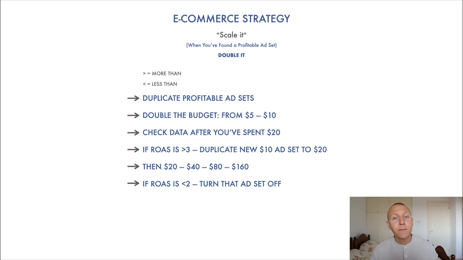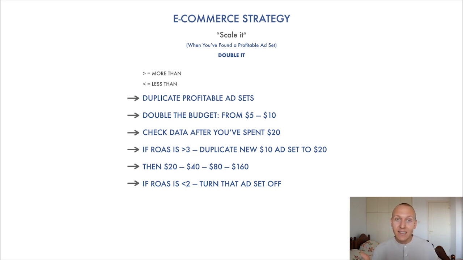You check the data after you spend $20. If your return on ad spend is less than 3, you turn it off. If it's 3 or higher, you duplicate it once again. So now you duplicate it from $10 on your daily budget to $20 on your daily budget. So that means that after you've spent $40, you check, do you still have a return on ad spend that's minimum 3? Now, once again, understand that if you're doing a daily budget of $20 a day and you have a return on ad spend of 3, that means that you need on that ad set to make at least $60 a day.